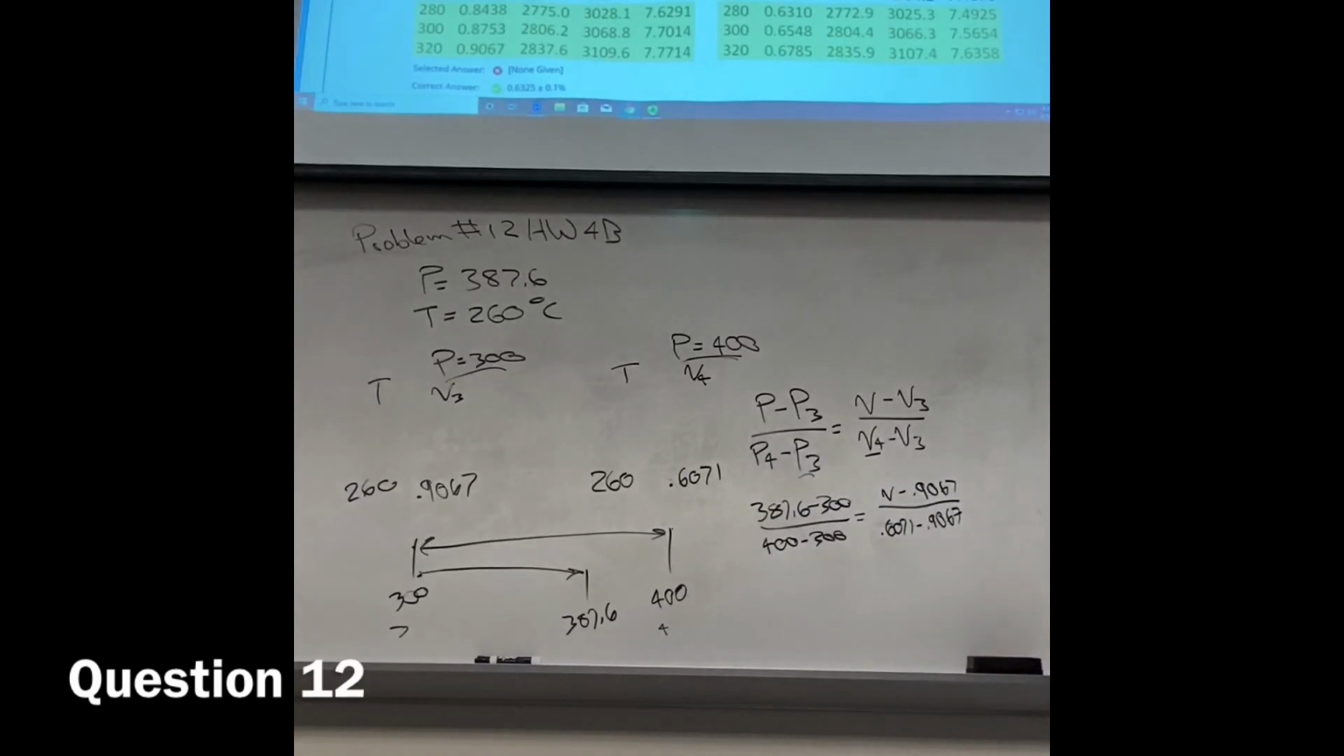So you just have to be careful. This is a good example of where, if students are always in the habit of just taking the larger minus the smaller, you're going to get into trouble here. And then we solve for V in this case.